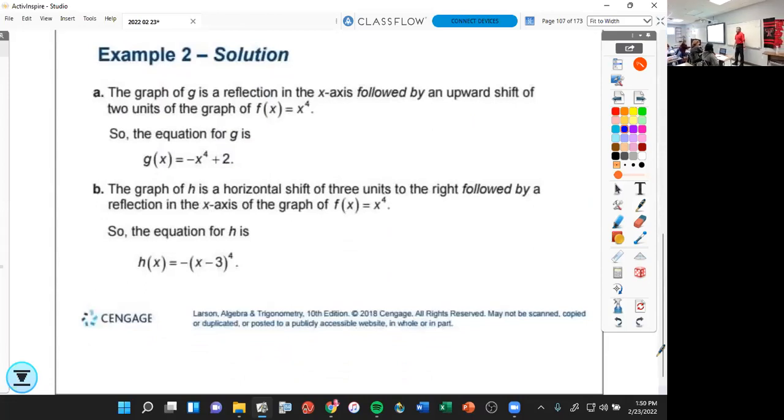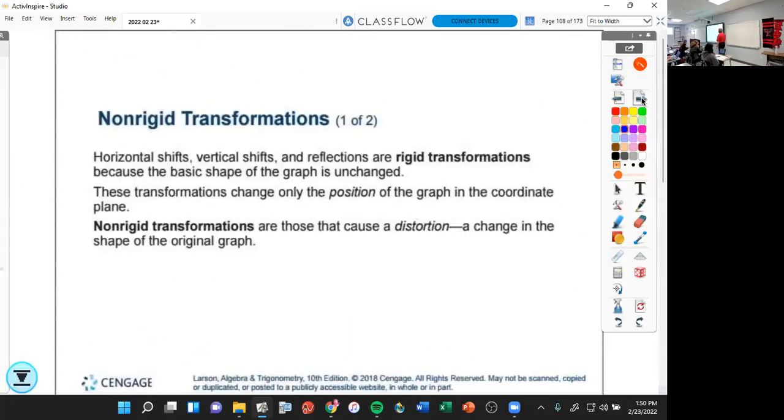This is just the answer to what we just did. Non-rigid transformations. So a while ago, we were talking about horizontal and vertical shifts. Now we're going to talk about compressions. Non-rigid, it's a transformation that causes a distortion. We're going to change the shape of the graph.